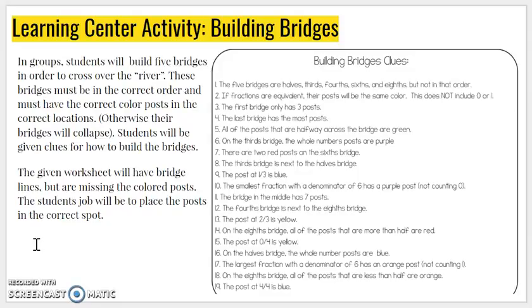Students will be given clues for how to build the bridges, which is found here on the right image. And the given worksheet will have bridge lines but be missing the color posts. The students' job will be to place the posts in the correct spot. So students will be given these clues and they will follow the clues in order to determine where each post belongs. On the next slide I have a picture.